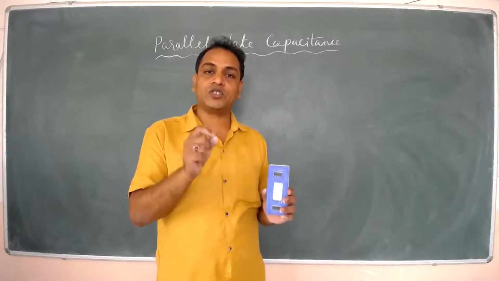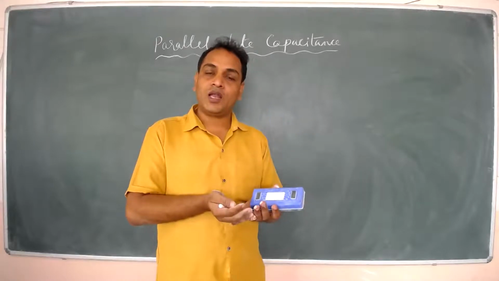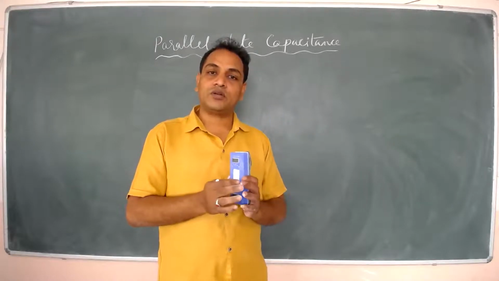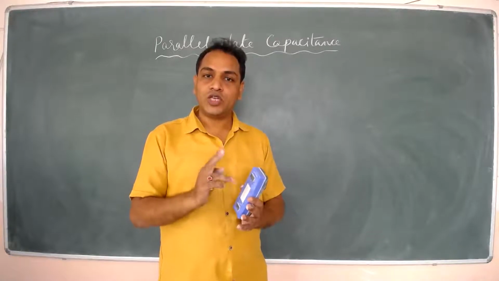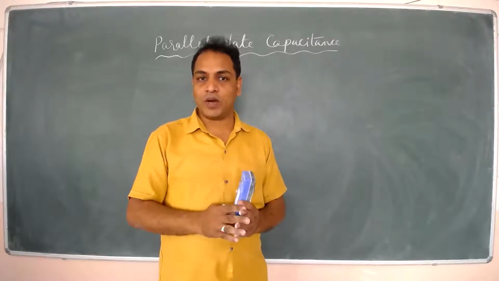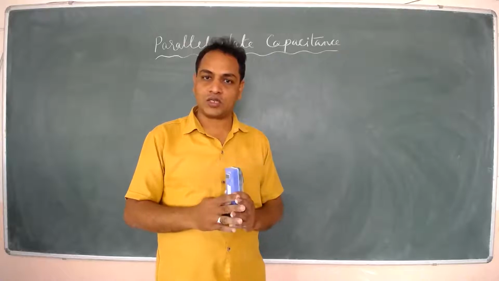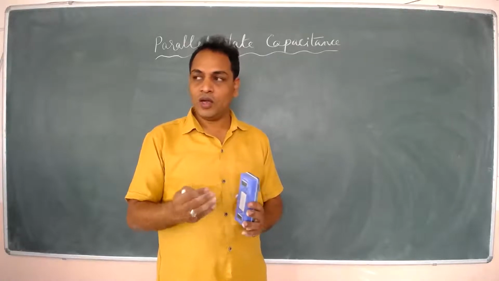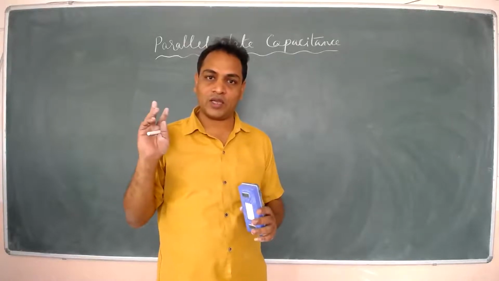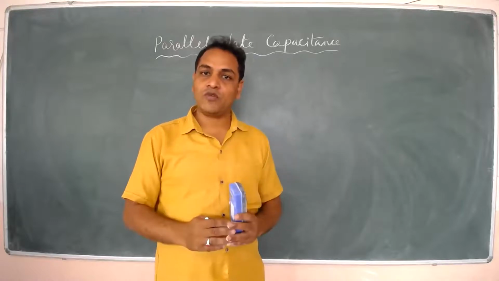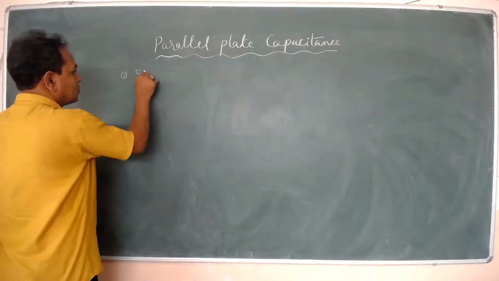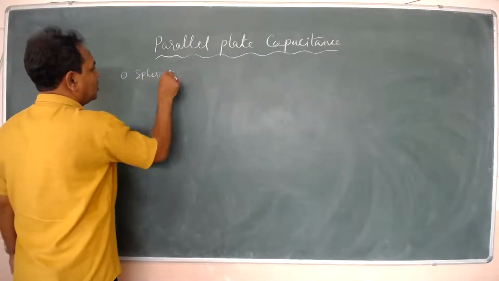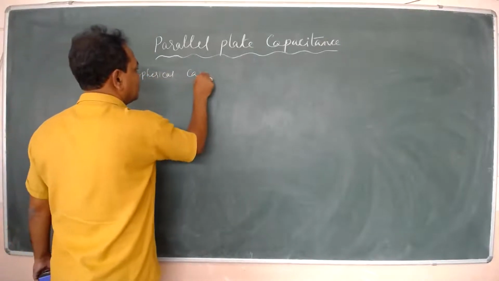That is the capacitance of a spherical capacitor and also the capacitance of a cylindrical capacitor. These two formulas we have to keep in mind. Derivation they won't ask in NCERT. Okay, let us draw the diagram and I will write the formula for that. The first one is the spherical capacitor.